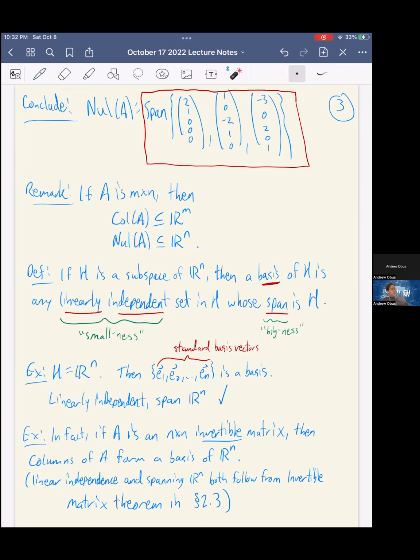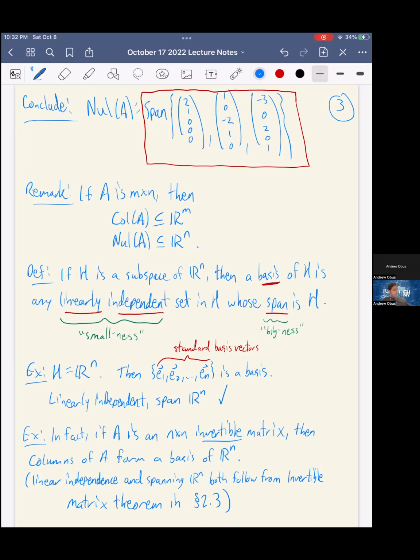Remember, the invertible matrix theorem had like 12 different equivalent criteria for a matrix to be invertible. One of them was that the columns span Rn, and another was that the columns are linearly independent. So if you have an invertible matrix, the columns span Rn and are linearly independent, and that means the columns have to form a basis of Rn.